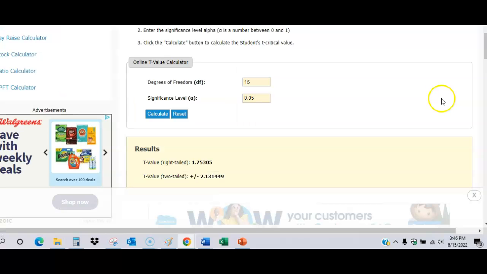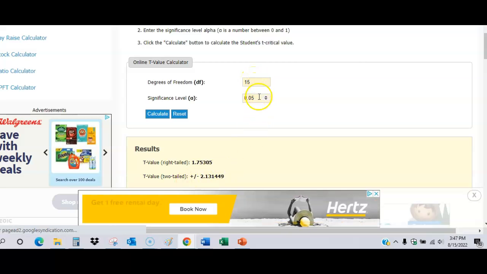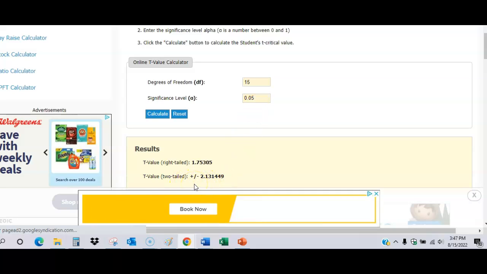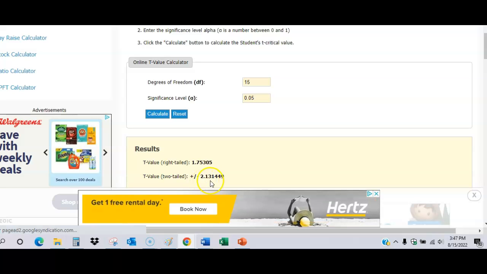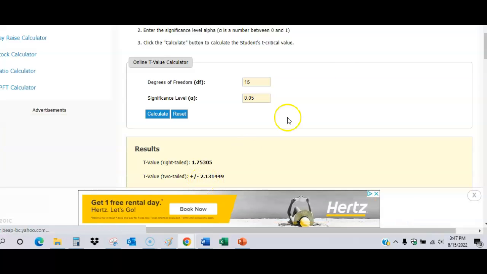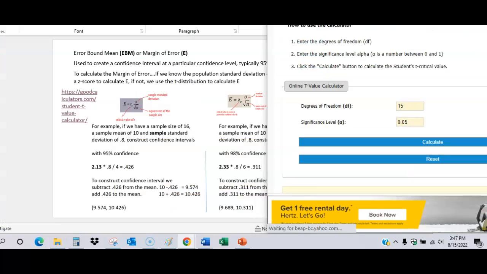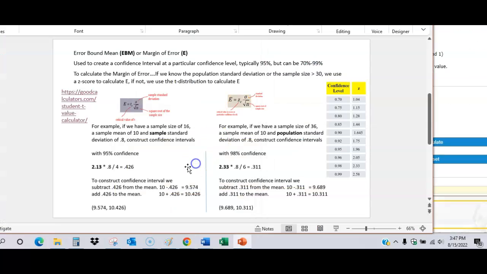And where did my value go? Oops, sorry, there it is. So we look at two-tailed. And so for a degrees of freedom of 15 and a 0.05 significance level, we have a t-value, these are my t-values, of plus or minus 2.13. We'll round it to 2 decimal places. So we have 2.13. We come back over here. We use that for t.